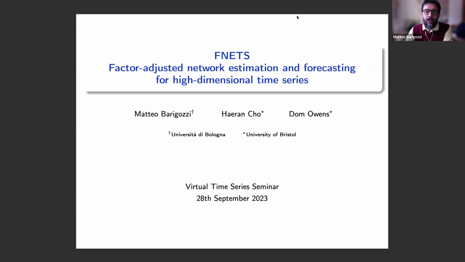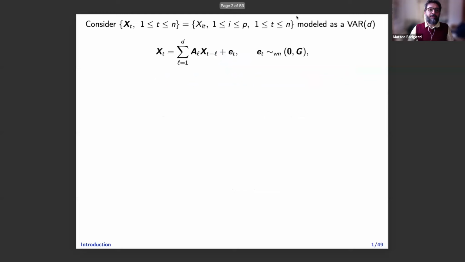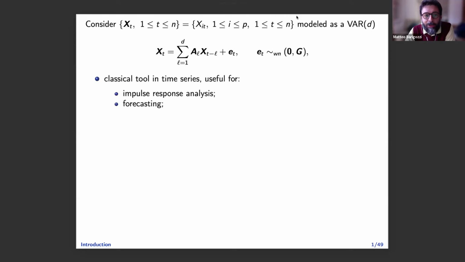Okay, good. So let me give you the setup. The setup is a panel of P time series observed over n periods, and think of modeling them as a VAR of lag d, with some innovation epsilon_t with covariance matrix G. So this is a classical tool.